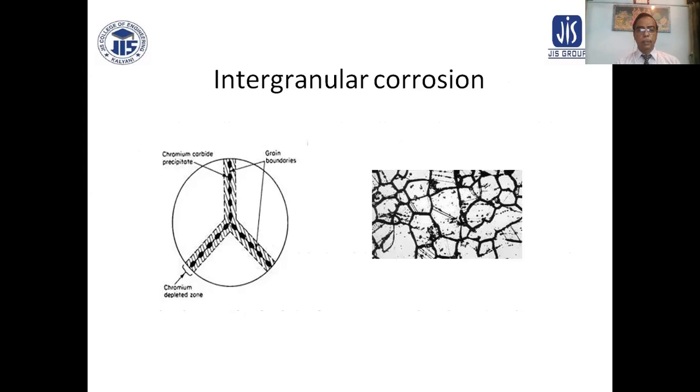This is intergranular corrosion. At the grain boundaries, chromium carbide forms. This is the chromium carbide, the black one, and this is the chromium depleted zone.